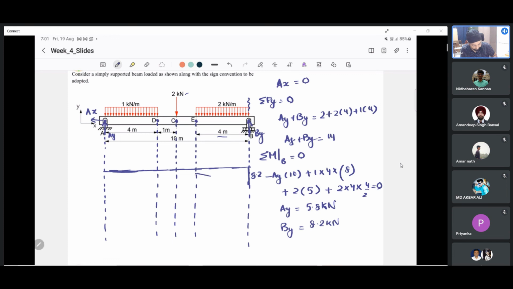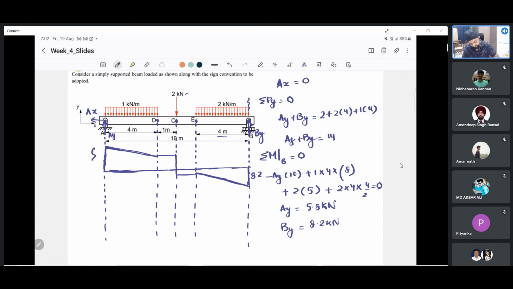So it will be coming like this. This is a straight line. Then there will be no change till here. Then we have a jump in the shear force diagram because a point load is applied. It will go like that. Then we again have it constant. Then it will increase like this. 8.2, 5.8, sorry, it will come like that. Yes, it will increase like this.